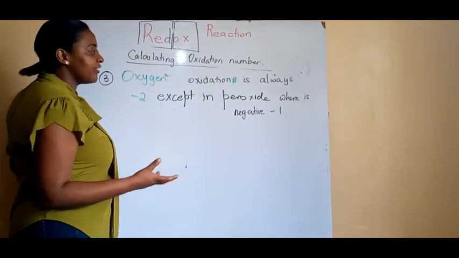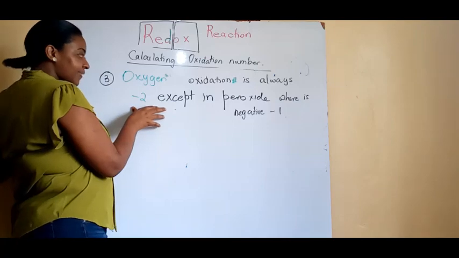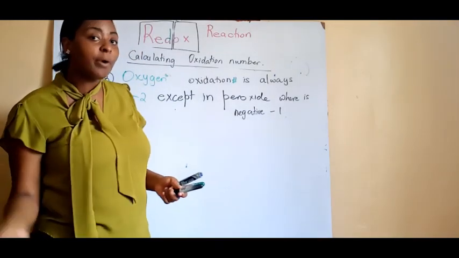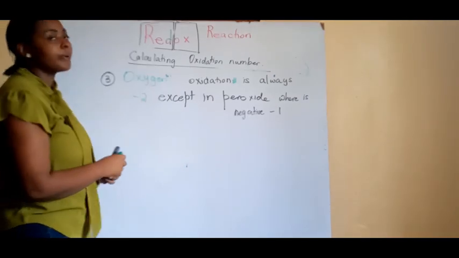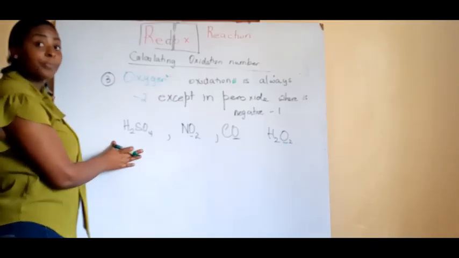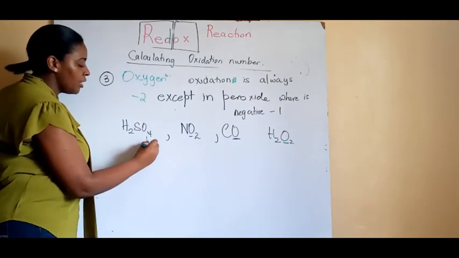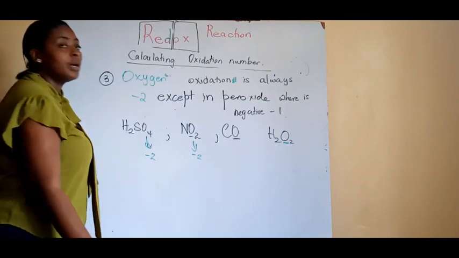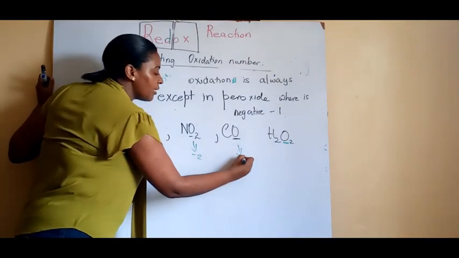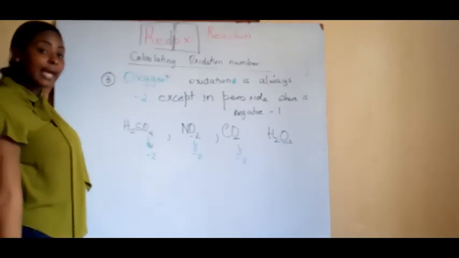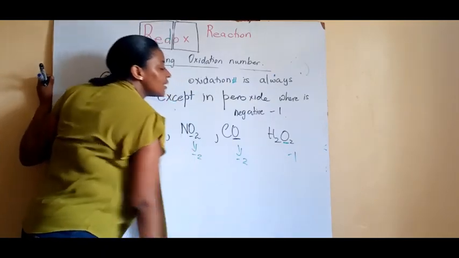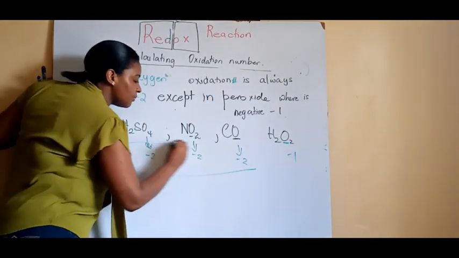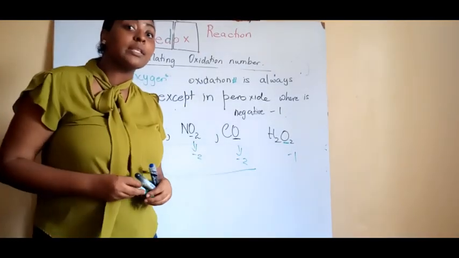The oxidation number of oxygen is always going to be negative 2, except in the peroxide where it is negative 1. So in every compound where you meet oxygen, you're always going to say the oxidation number of oxygen is negative 2, except if it is a peroxide. So let's go. Oxygen in this compound is not a peroxide. Oxygen oxidation number is going to be negative 2. Oxygen in nitrogen dioxide, its oxidation number is negative 2. Oxygen in carbon monoxide, its oxidation number is negative 2. However, in peroxide, hydrogen peroxide, the oxidation number is negative 1. But in all other cases, apart from the hydroxide, the oxidation number is always going to be negative 2. In the peroxide, it's going to be negative 1.